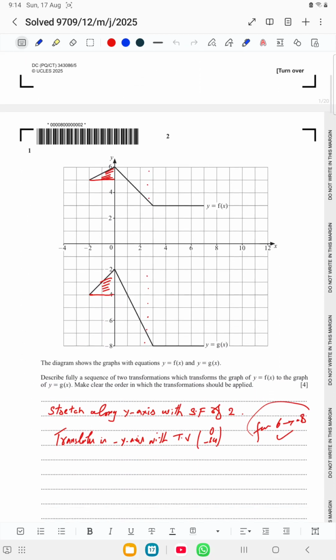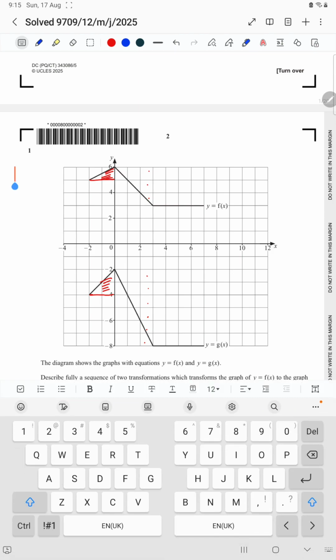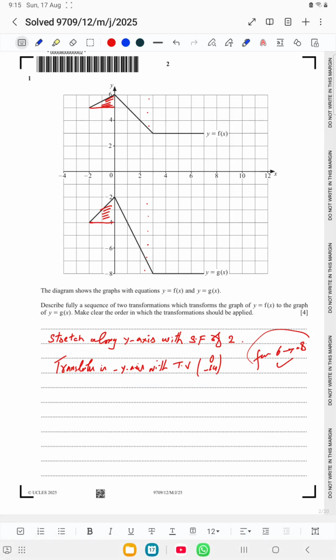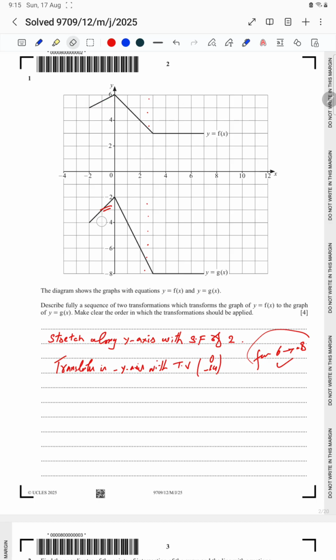The first question. The diagram shows the graph of the equation y equal to f of x and y equal to g of x. Describe fully a sequence of two transformations which transform the graph of y equal to f of x to the graph of y equal to g of x. Make clear the order in which the transformations should be applied. Very much clear. The question here is a figure, and the red portion I have marked for you just for the sake of some information. Actual question is this. You got the question.